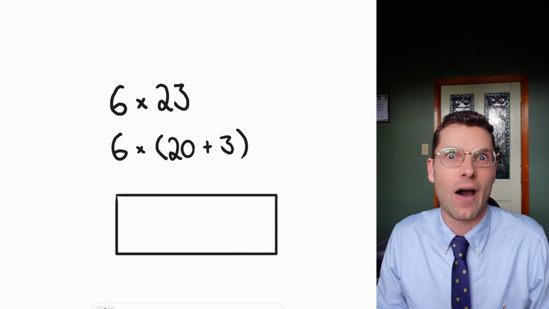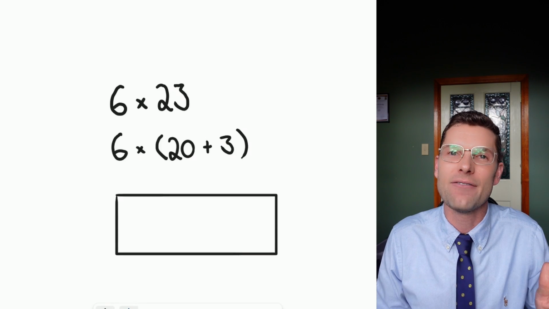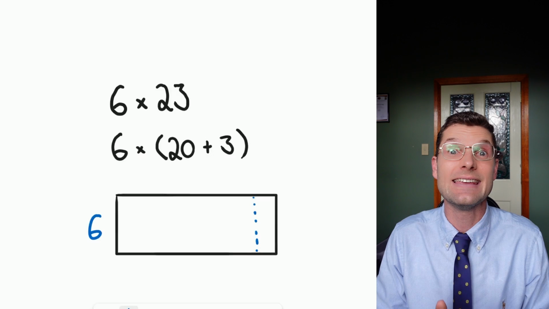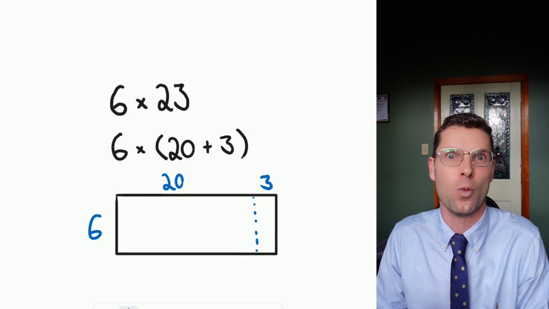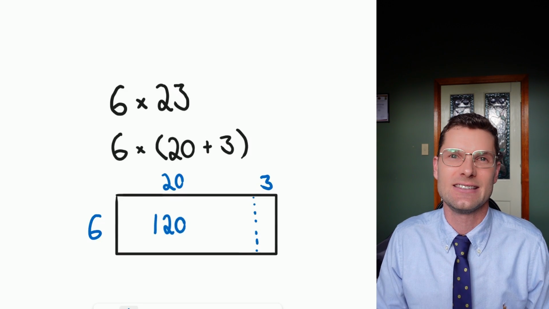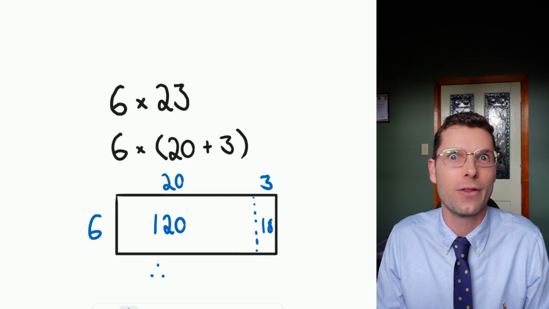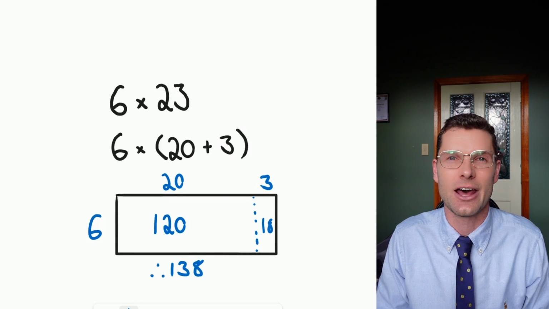This can even be used for harder numbers, right? So if I have 6 times 23, I've got to have 6 on one side of my rectangle, and then I'm breaking the 23 into two components. 20 is the tens, and 3 is the ones. 6 times 20 is equal to 120, and then 6 times 3 is equal to 18. To find the area of the whole thing, I've got 120 plus that 18, so the answer is 138.